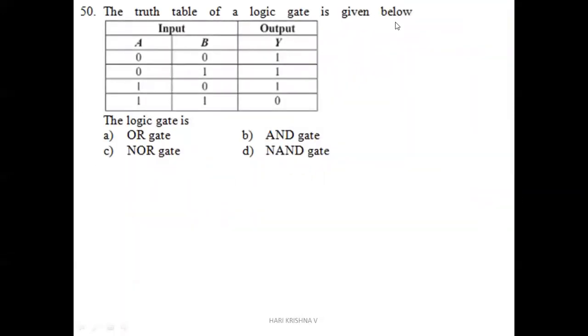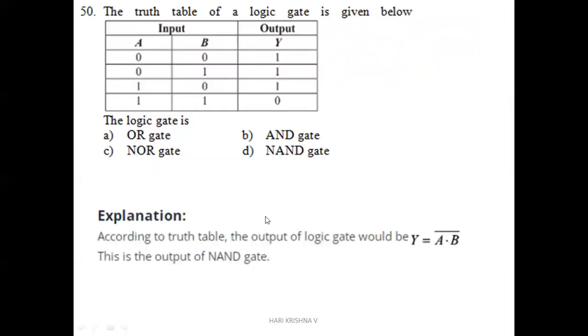The last question, a truth table of logic gate 0, 0, 1 they are giving. So when I take this, it is just the truth table of y is equal to A dot B the whole bar, right? So it is the output of a NAND gate.